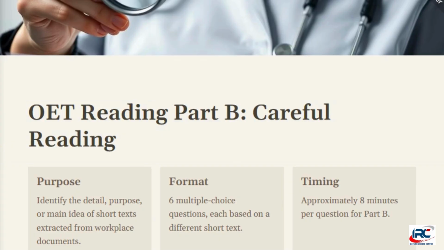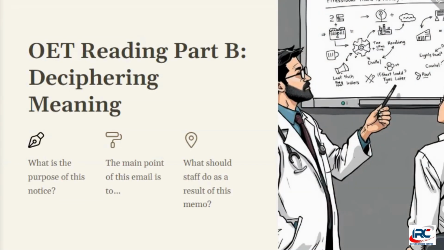We proceed also. The next thing we're going to take a look at here is the OET reading part B, which I just explained, and the purpose and the main point of the email. When it comes to mails, you need to also take a look at that, which we also talk in detail in our next session. And also, what should staff do as a result of this memo? So these are kind of questions which may come up when it comes to the OET settings, which we're going to deal with in our next session.